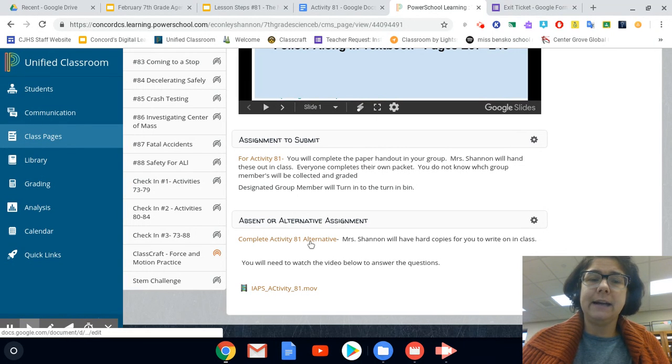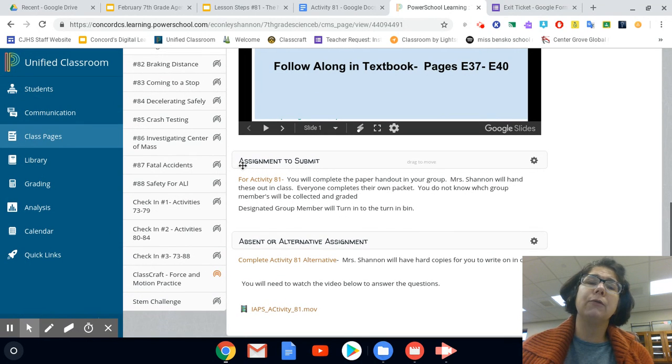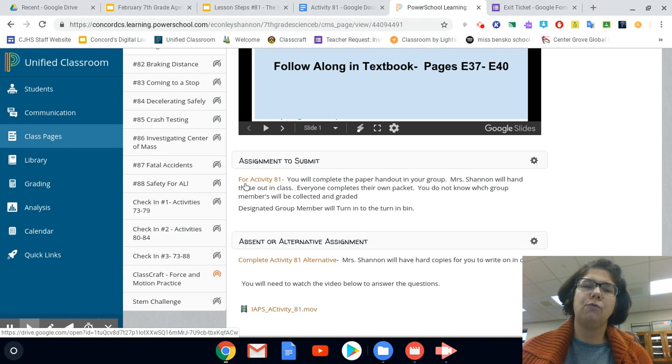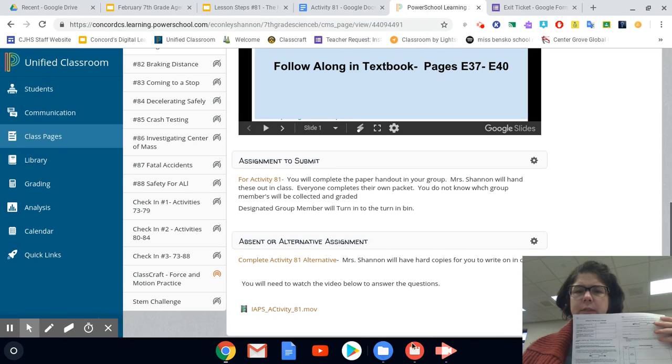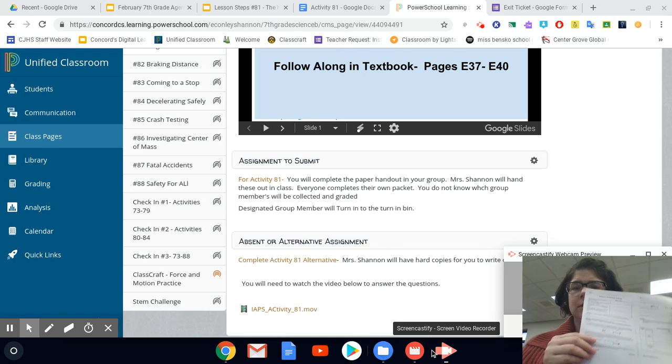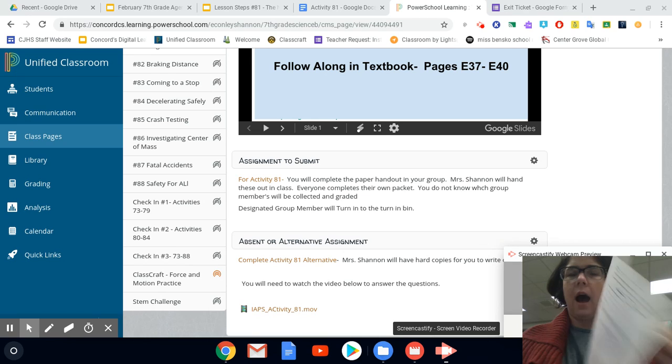It says complete Activity 81 alternative. Mrs. Shannon will have hard copies, so you will see me for that hard copy. But for most of you, you'll do the regular assignment to submit, which is always right below the lesson steps. So for Activity 81, you will complete the paper handouts in your group. I will give you a sheet that looks like this. Okay, 2 pages, front and back. You're going to do all your writing for this particular one on this piece of paper.